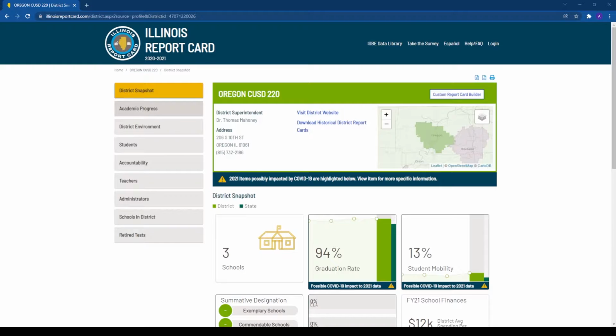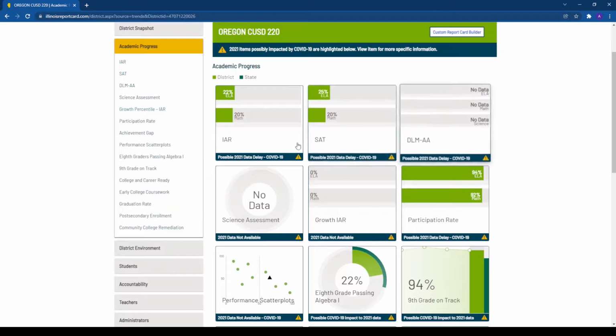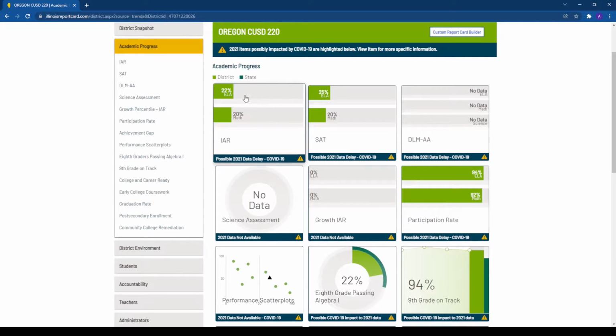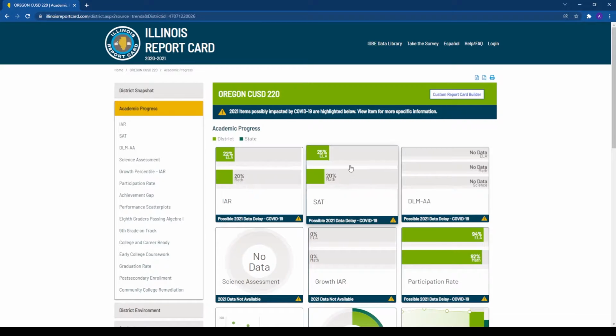So what we're going to do here is click into the academic progress. And this pulls up a bunch of little knowledge cards. And these are directly correlated to the vertical menu that you see over here on the other side. Either way that you want to dig into any of these, you can either click here or click on any of the knowledge cards. First card we have is the IAR, and this is the Illinois Assessment of Readiness. This is a standardized test that is given to every 3rd through 8th grader and gauges their readiness to be moved on to the next grade level in both the English language arts as well as mathematics core subject areas. And then you have the SAT.